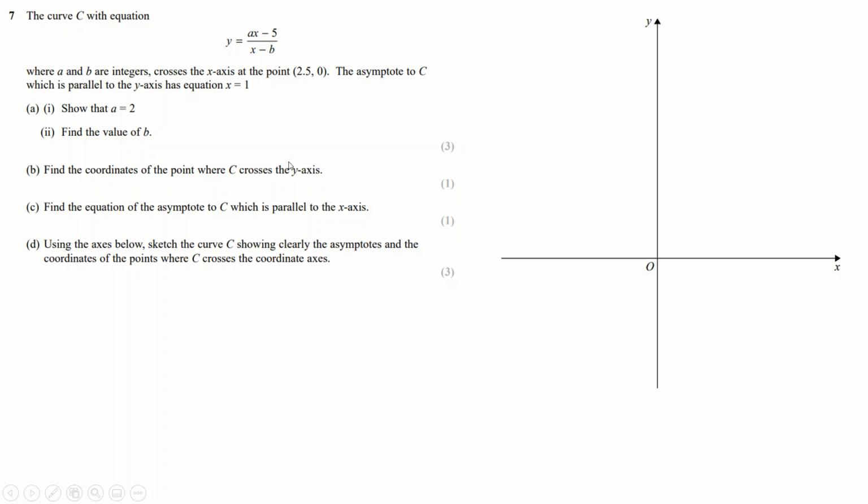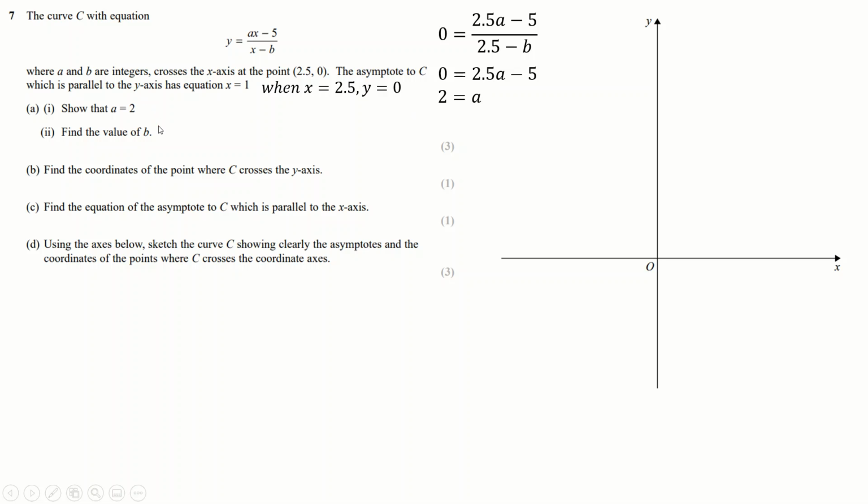This is called a rational function, by the way, because it's a ratio between 2 functions, this over this. So it's called a rational function. Okay, so it crosses this point. Okay, this is the key information here to start with. That means when x is 2.5, y is 0. We can put that in there. And times everything by 2.5 minus b, and well, 0 times that is just that.